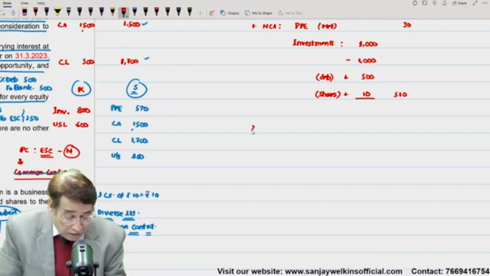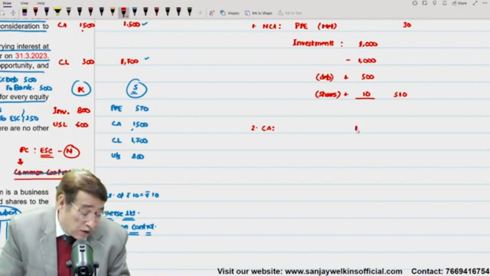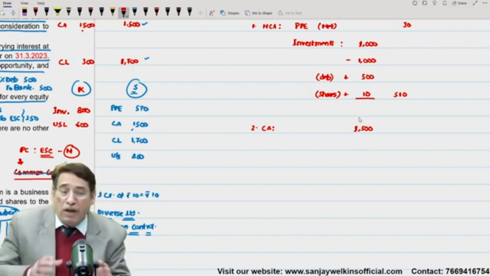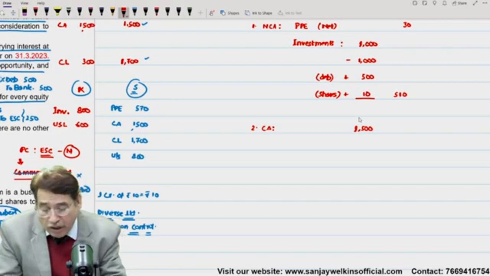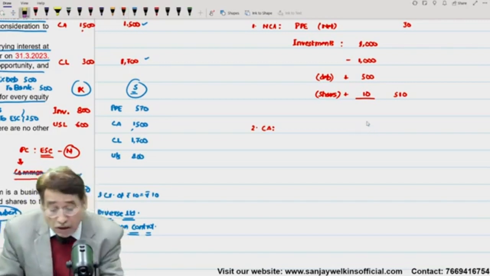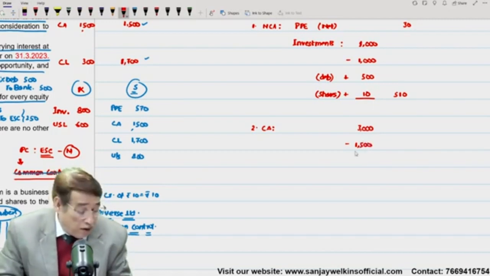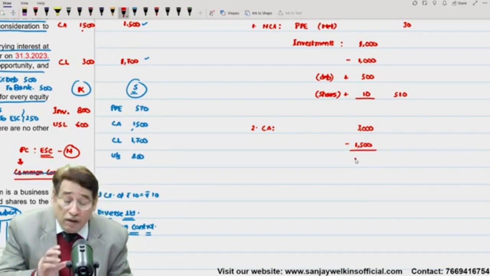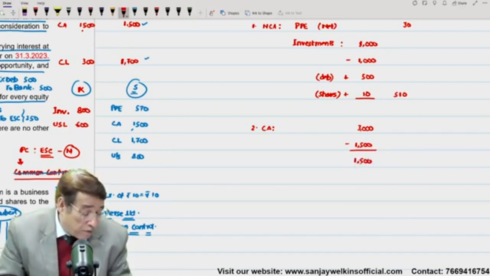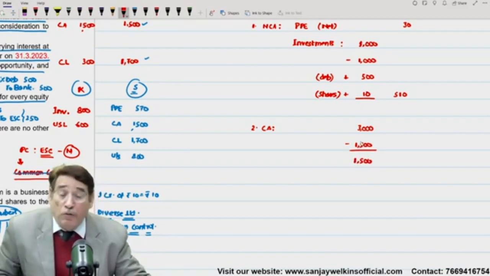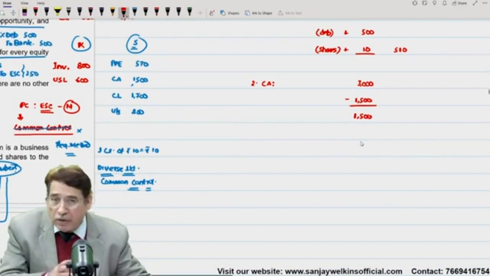Now I will write current assets. As far as current assets are concerned, if you remember, total current assets were 3000. Let me write it in this manner so that you shouldn't get confused. Out of 3000, 1500 worth of current assets of the new project division have been taken over. So the remaining 1500 current asset relates to establishment division.